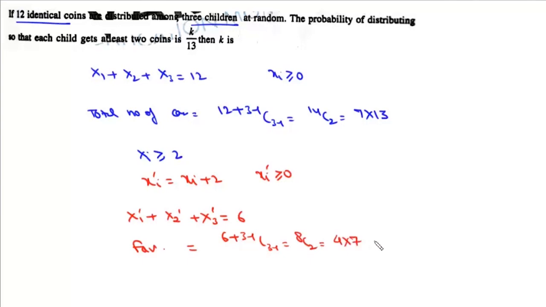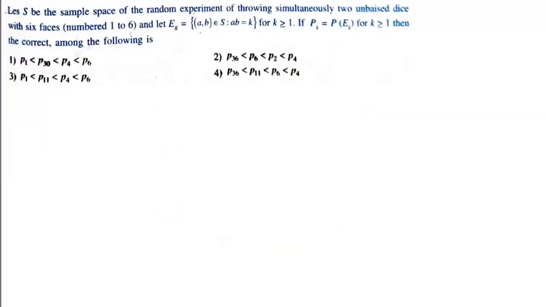Now we need to find this required probability. So the required probability is favorable cases, which is 4 into 7, upon 7 into 13. So this 7 will cancel. So this probability is 4 by 13, and it is given in the form k by 13. So clearly the value of k is 4 in this case.